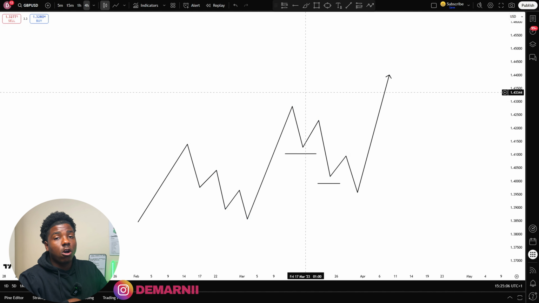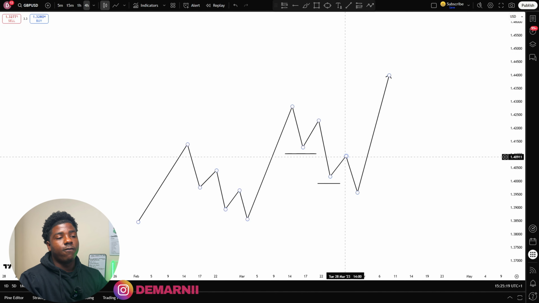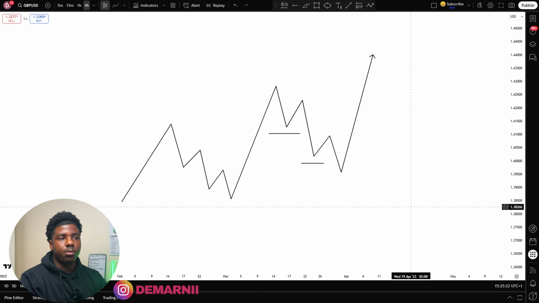Now, one way to not get caught out by these is what I call major break of structures and minor break of structures, or major change of characters and minor change of characters. These to me are very minor change of characters because these are not big moves.